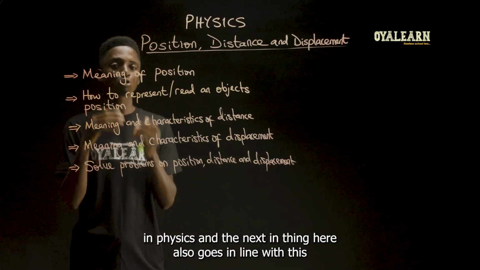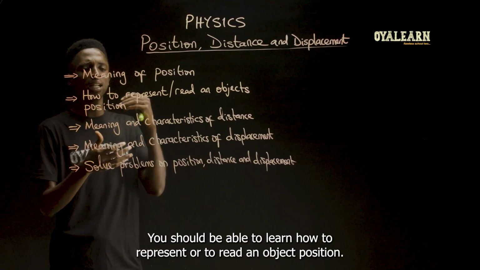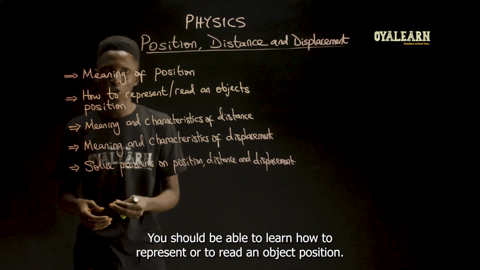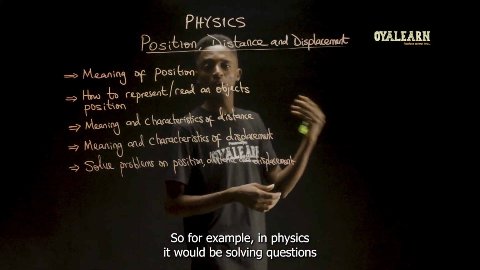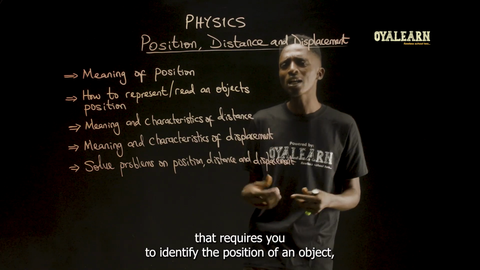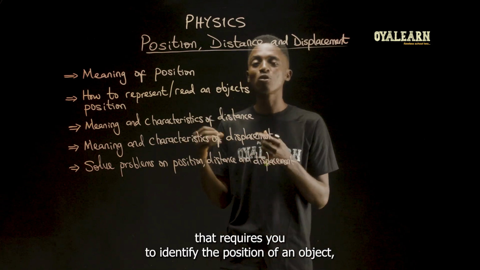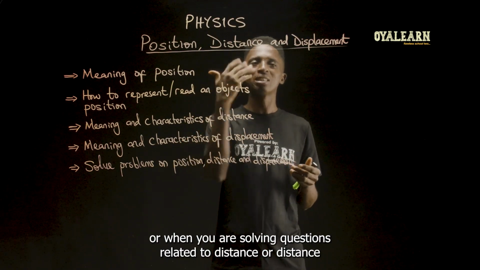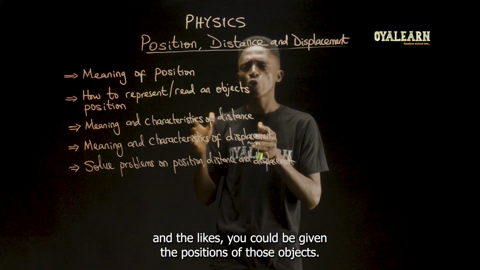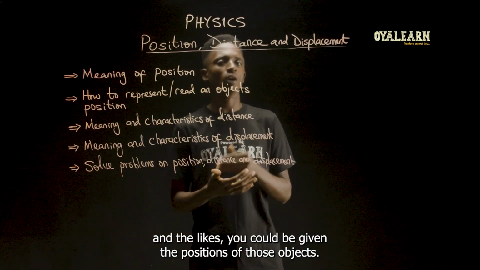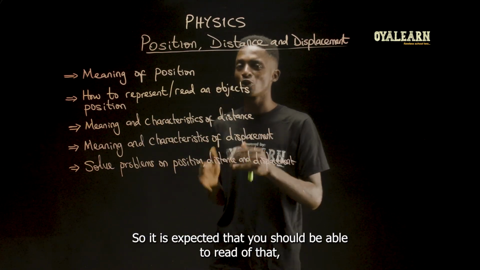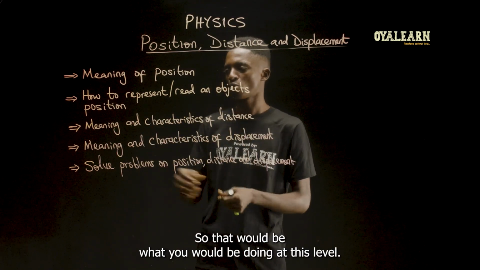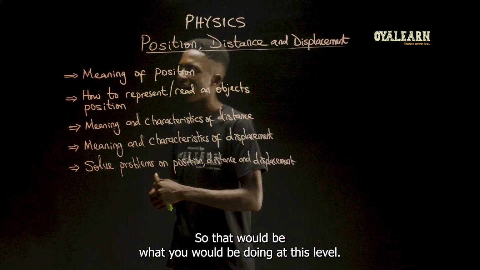And the next thing also goes in line with this. You should be able to learn how to represent or to read an object's position. So for example, in physics, you'll be solving questions that require you to identify the position of an object, or when you're solving questions related to distance or displacement and the likes, you could be given the positions of those objects. So it is expected that you should be able to read off that, give it a meaning, and then use it to solve that problem. That is what you'll be doing at this level.